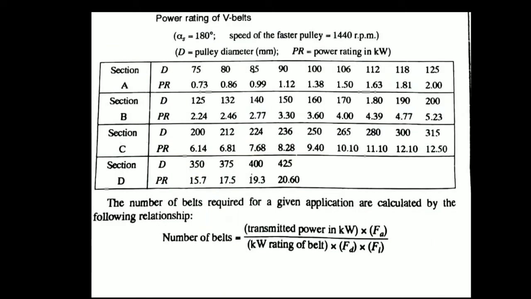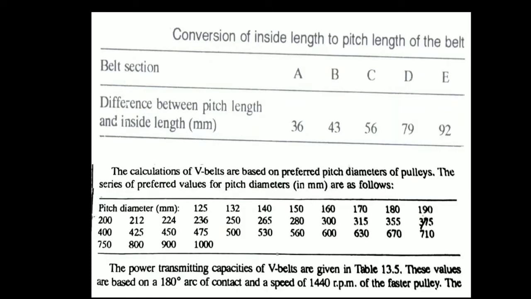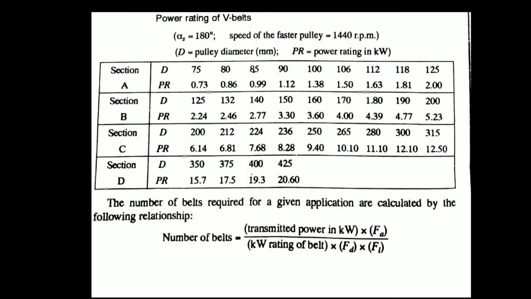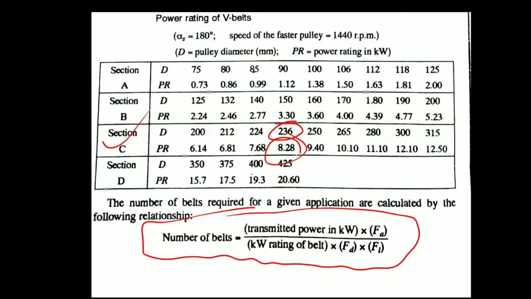Now this is the power rating of the V belt drive. Suppose, as I told you, we have selected 236 mm diameter from my calculation. For 236 and C cross section, the power rating is 8.28. Understood? Therefore, for the number of V belts, the V belt is manufactured on the basis of number of belts joining. So number of belts is equal to transmitted power in kilowatt into FA, where FA is the load correction factor as we have seen in flat belt drive, divided by the kilowatt rating of the belt into arc of contact factor FD into FL.